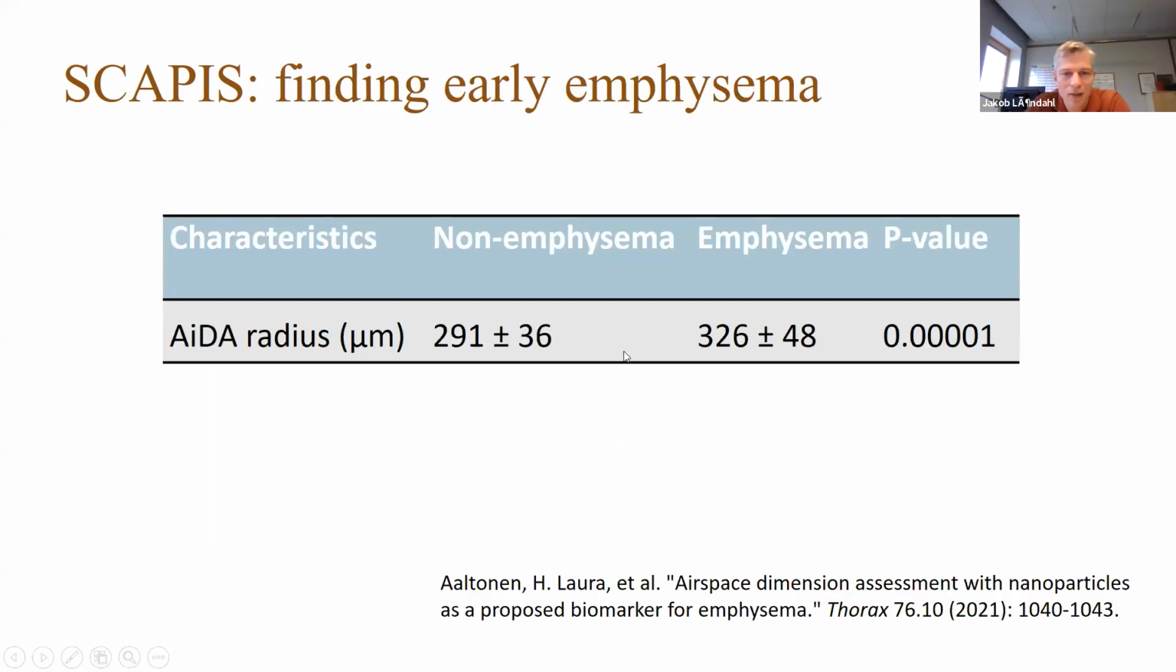And it turned out that the group with emphysema, although it was early disease, had larger airspaces or less deposition measured with our method. So maybe we could use aerosol particle deposition actually to detect something in the lung.